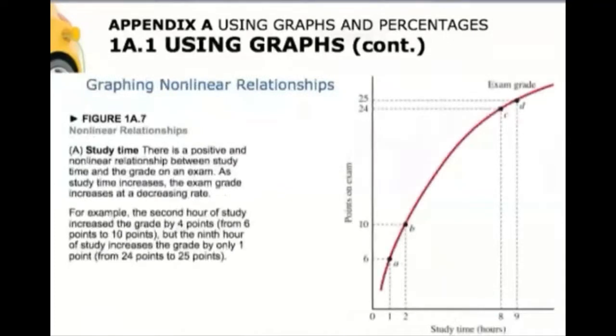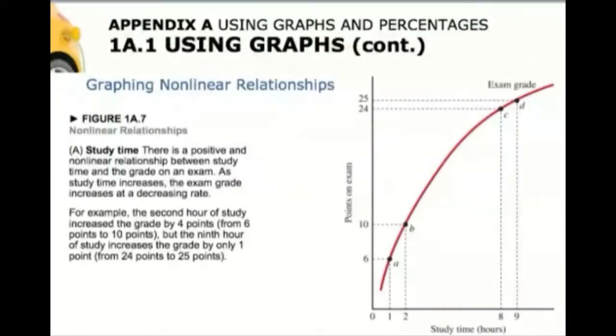We can also look at nonlinear relationships. Linear relationship was that straight line curve. Well, this is not a straight line, it's a curved curve. This is what's called a nonlinear relationship. This happens when, suppose we look at the amount of time you study for an exam and the points that you earn on the exam.